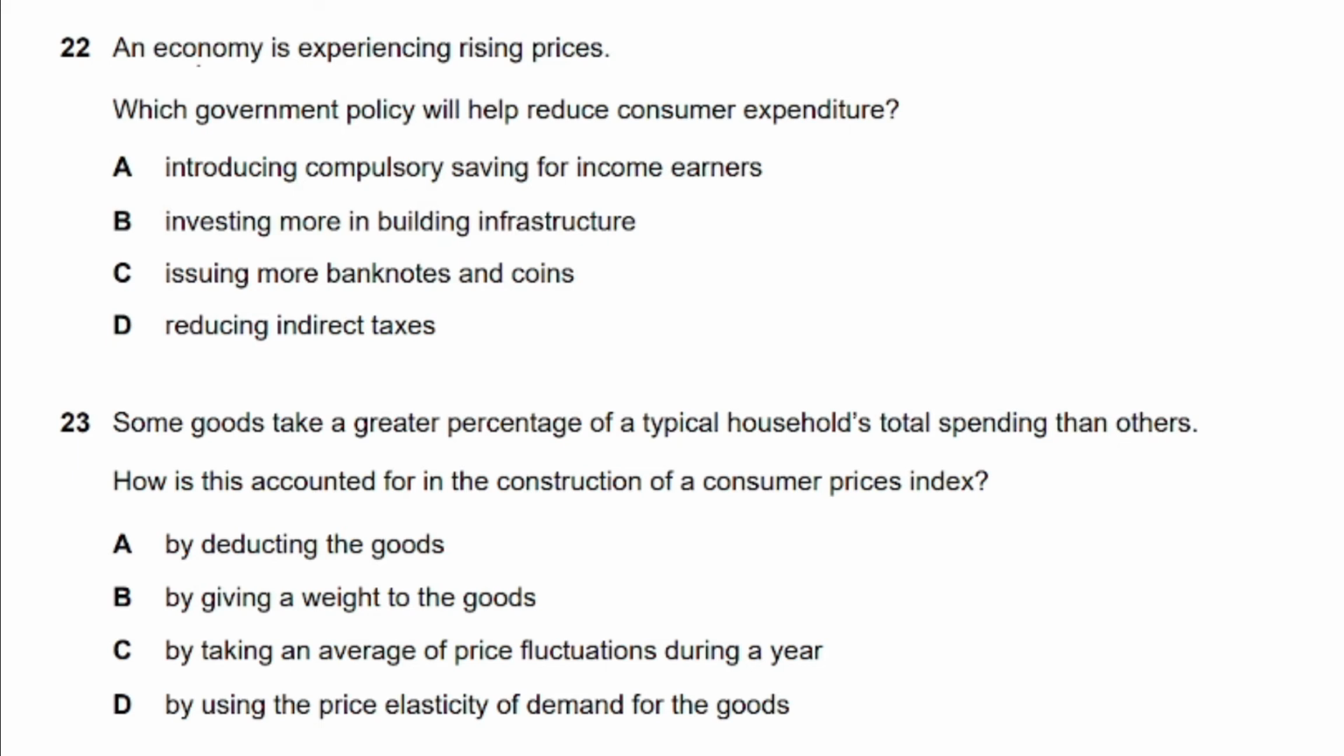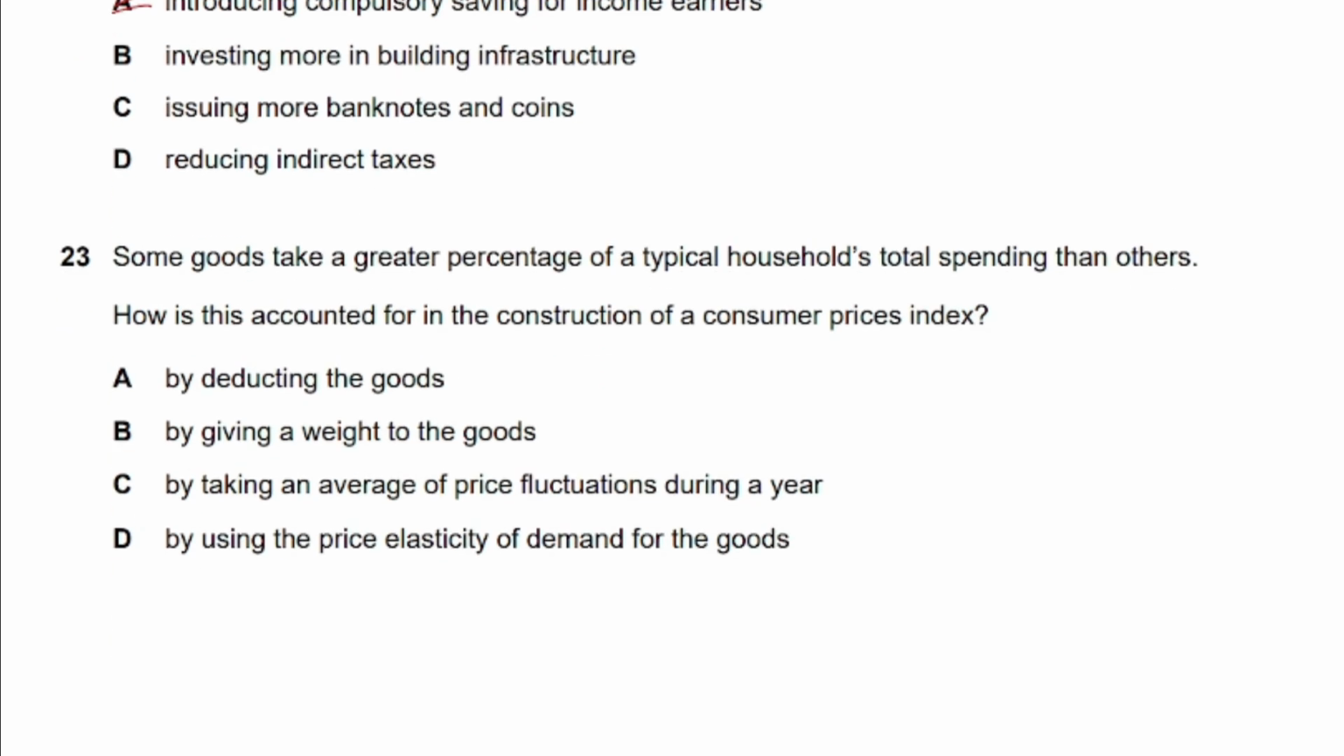Question 22: An economy is experiencing rising prices. What government policy will reduce consumer expenditure? So option A is the correct answer, introducing compulsory saving for income earners. When people are forced to save, then definitely expenditure will decrease.